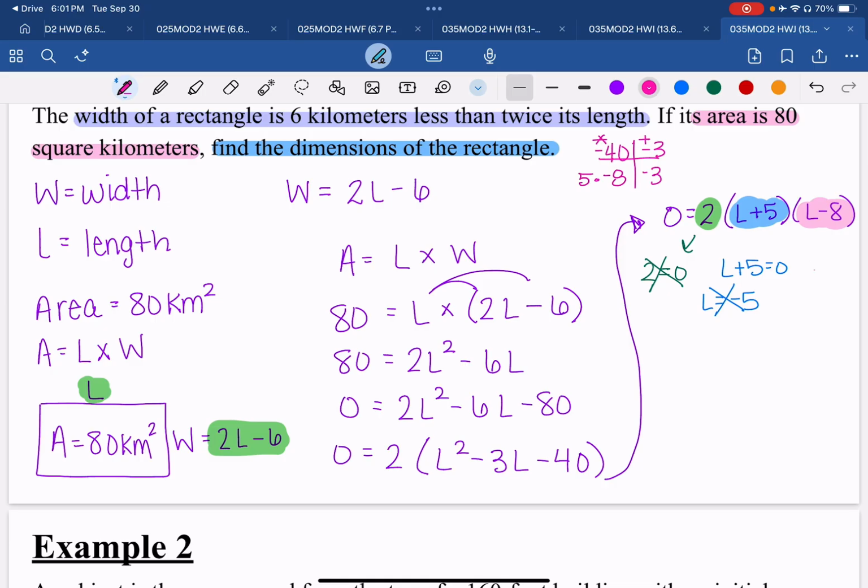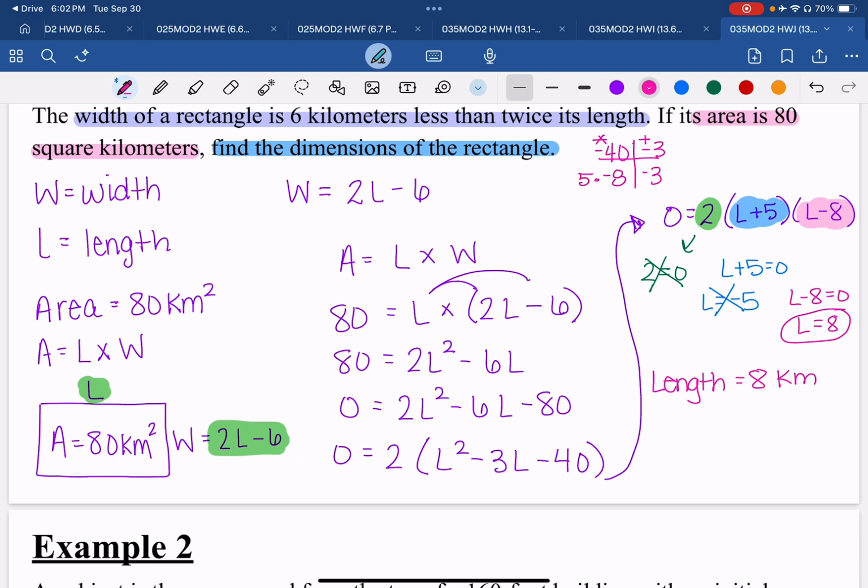Let's hope this last one gives me something. L minus 8 equals 0. So that tells that L equals 8. Finally, something I can work with. So L equals 8. That means that the length is 8. And I need a unit. Since the area was kilometers and it said 6 kilometers, that means that the length is 8 kilometers.